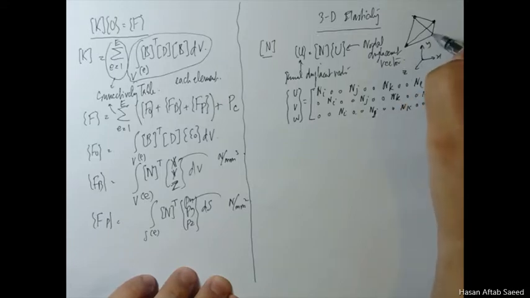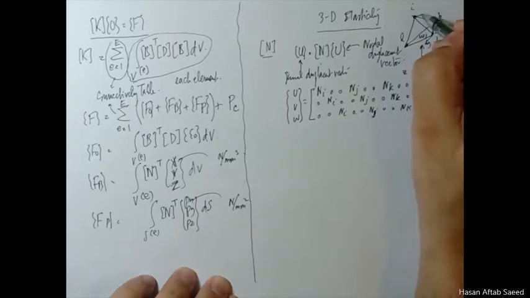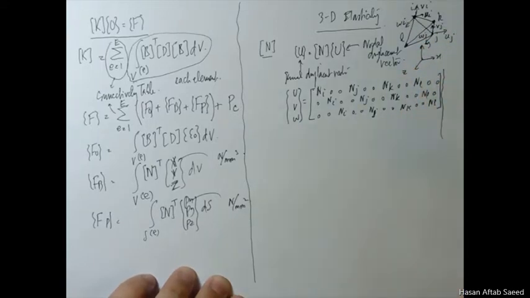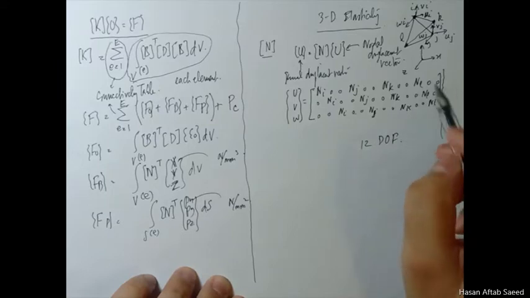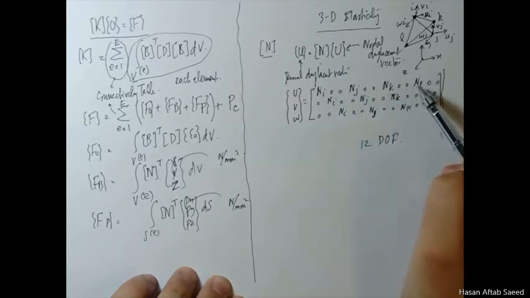So for example, this is the I node. Let's say this is the J, this is K, and this is L node, 4 nodes. Now for each node, there is a Ui, a Vi, and a Wi, and the same goes for the other nodes. So each node has 3 degrees of freedom, and you have 4 nodes. So you have 12 degrees of freedom. Now 12 degrees of freedom mean you must have 12 elements here: 1, 2, 3, 4, 5, 6, 7, 8, 9, 10, 11, 12, and that makes sense.